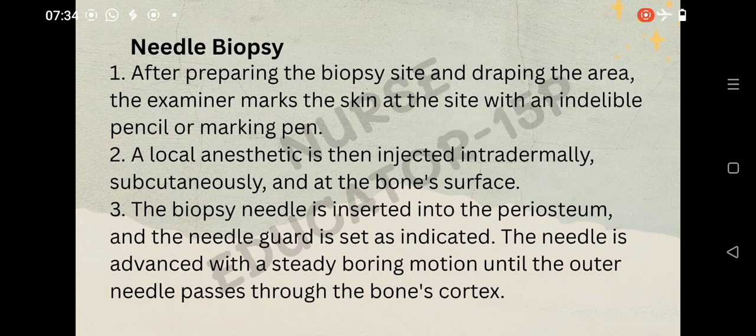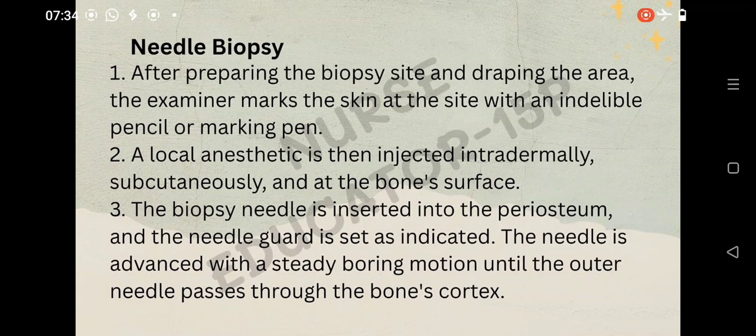The biopsy needle is inserted into the periosteum, the outer covering of the bone. The needle guard is set as indicated. The needle is advanced with a steady boring motion until the outer needle passes through the bone's cortex.